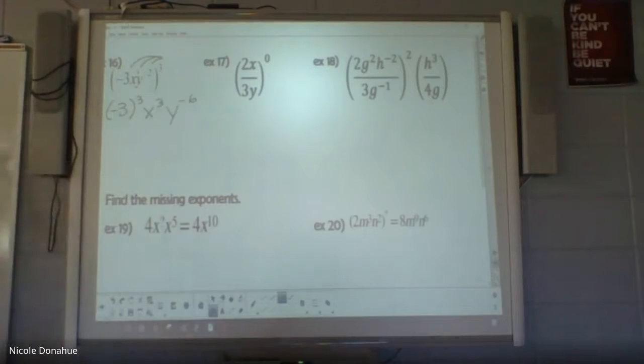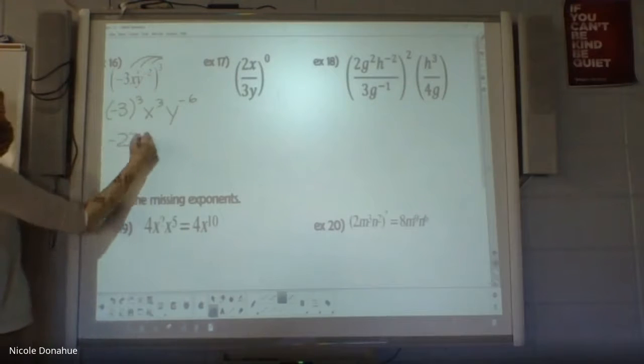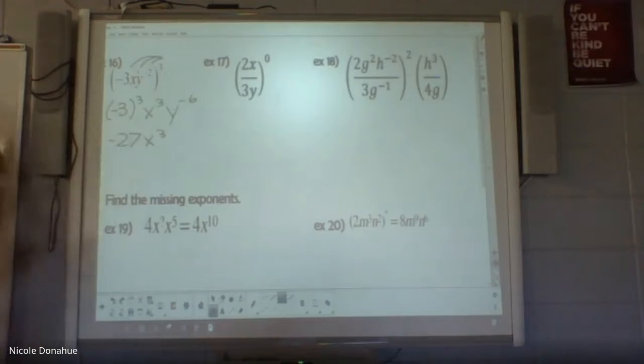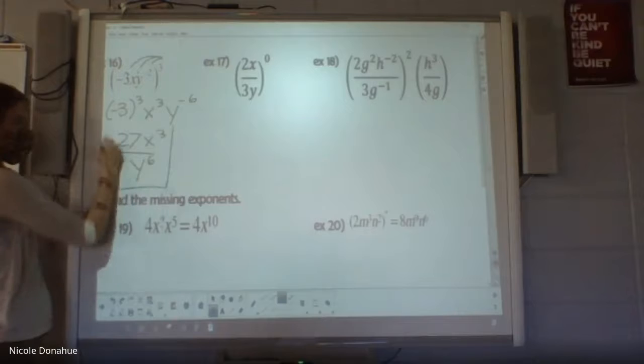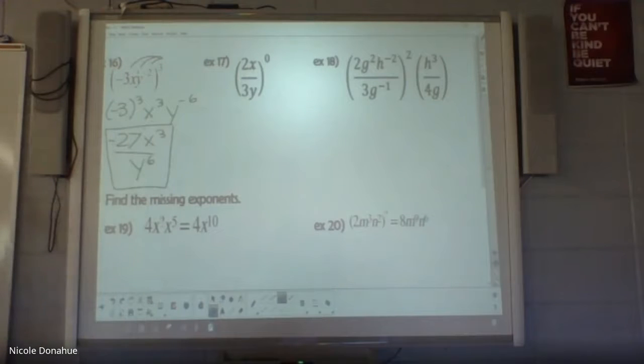All right, so I heard someone say negative 3 to the third is a negative 27, right? X to the third. What happens with the y to the negative 6? It's going to go into the bottom. Okay. Yes? Well, we don't have to solve it because it doesn't show anything. So no. Like they might substitute values at some point, but right now not.